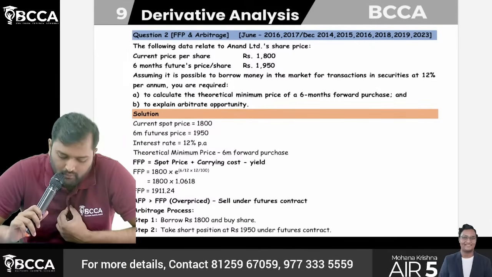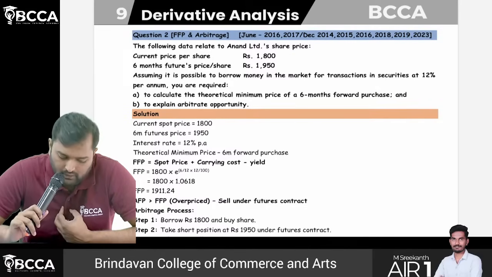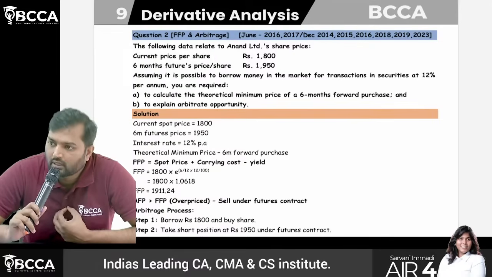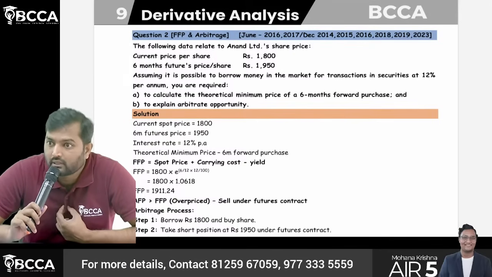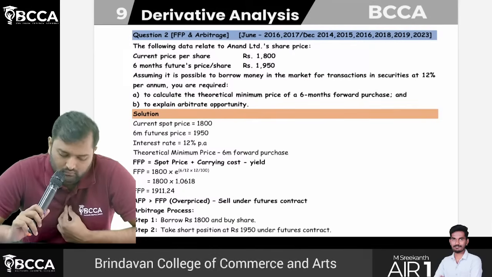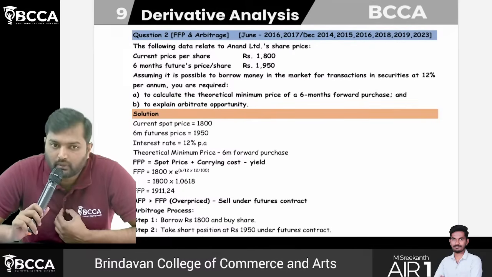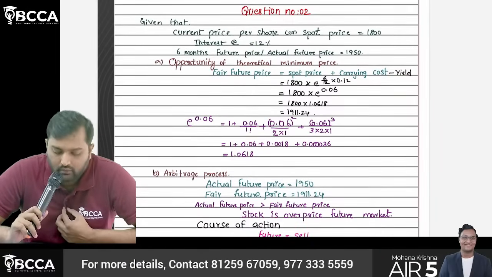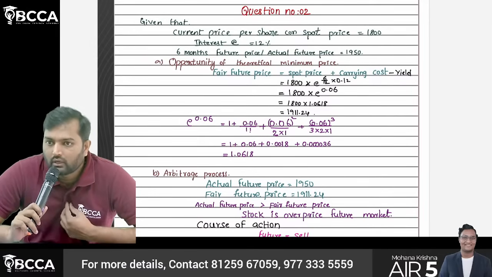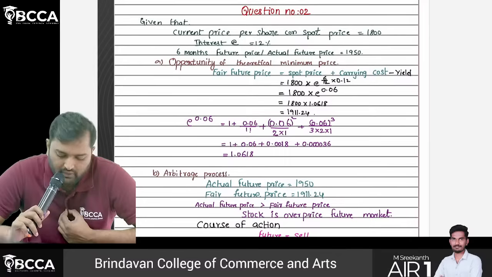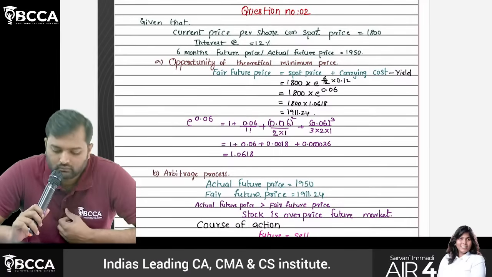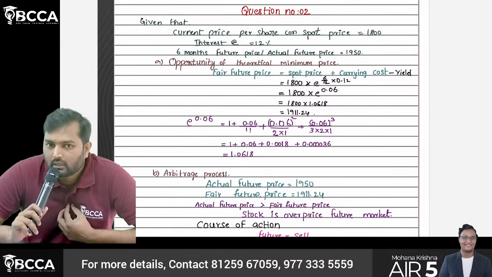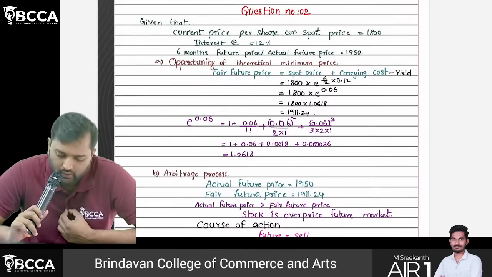Assuming it is possible to borrow money in the market for a transaction in securities at 12% per annum, you are required to calculate the theoretical minimum price of a 6 months forward purchase. How do we get 6 months forward purchase? 6 months theoretical minimum price is nothing but what? Fair future price. How do we get fair future price? Spot price into e power TR. Yield is not given in this question. So that's why 1800 into e power 6 by 12, 6 months. So that's why 6 by 12 into what? 12%, 0.12. So 1800 into e power 0.06.